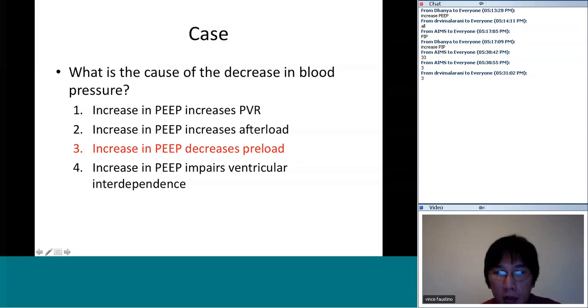Before I move on to answer number 3, we're going to discuss later that the effect of PEEP on PVR, or pulmonary vascular resistance, is actually variable. PEEP decreases afterload rather than increasing your afterload. And the effect of PEEP on ventricular interdependence usually is not a big issue.